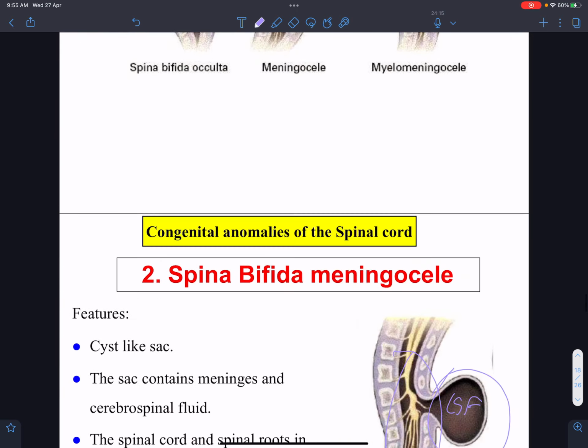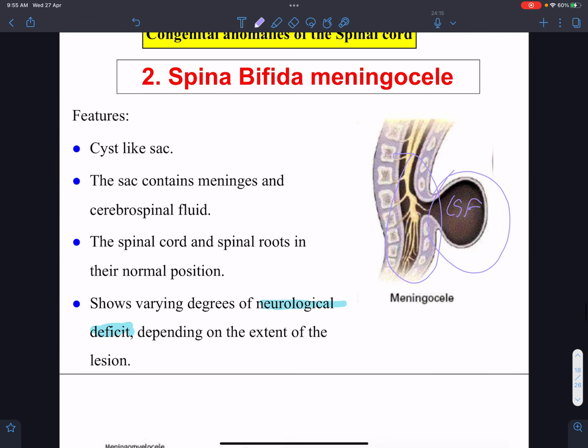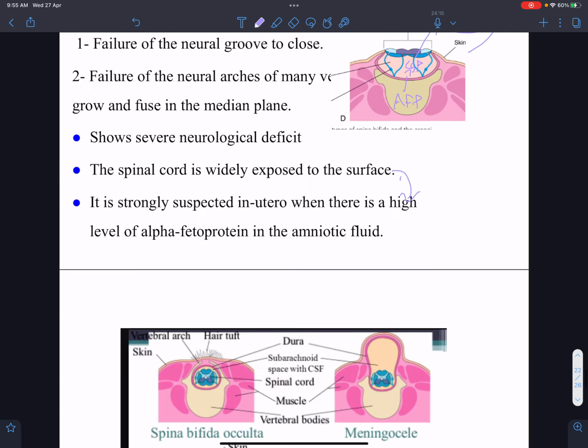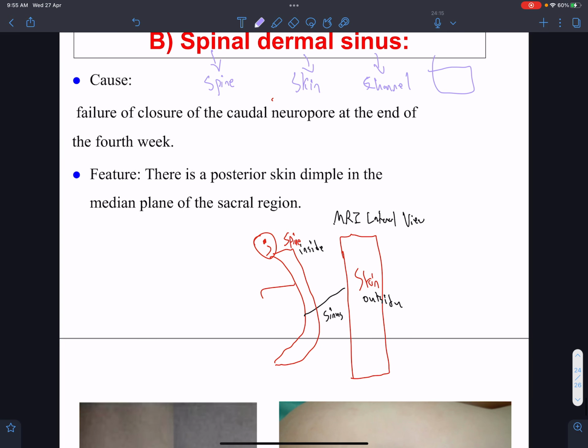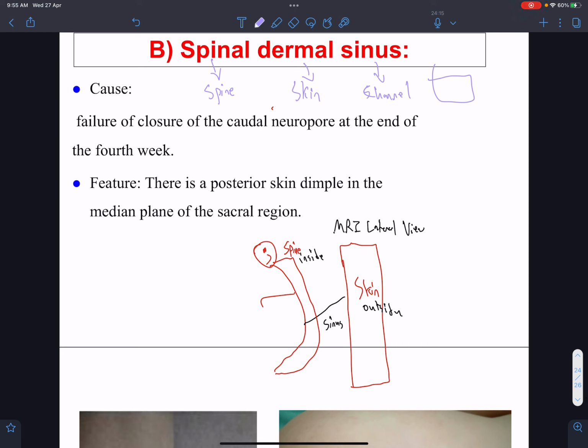If there is a gap in the neural tube, there will be adhesion between the skin and the spinal cord, meaning between the surface ectoderm and the neuroectoderm. When adhesion happens, there will be formation of a sinus, this sinus right here, extending from the spine on the inside all the way to the skin on the outside. And this is what you would see on MRI lateral view. You don't have to know it, but just for explanation.